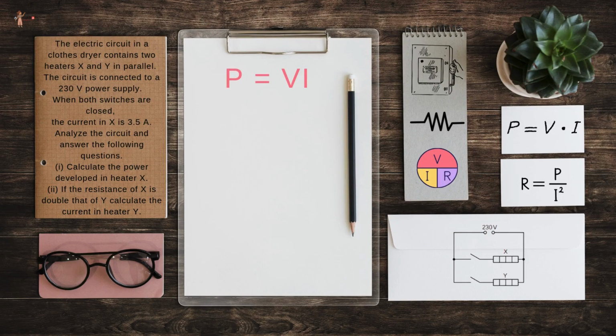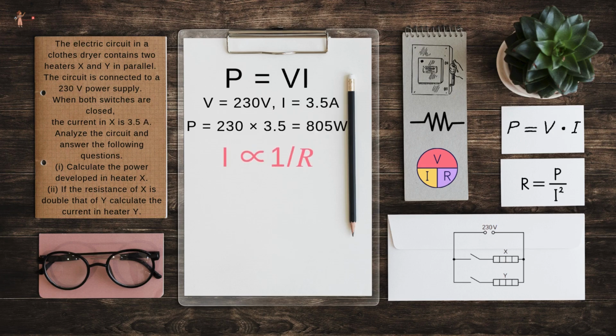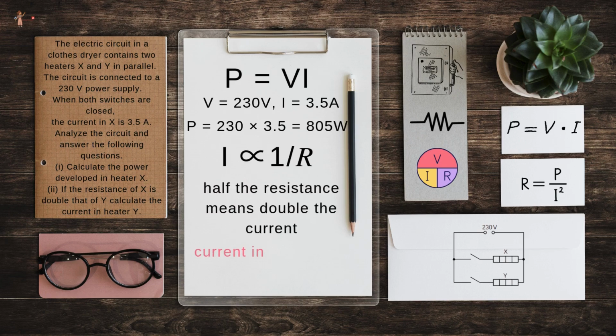Now power is given by V times I, where V is the voltage and I is the current. V is 230 and I is 3.5. So power would be 805 watts. Now I is inversely proportional to R. So half the resistance means double the current. Therefore, current in Y would be 7 amperes.